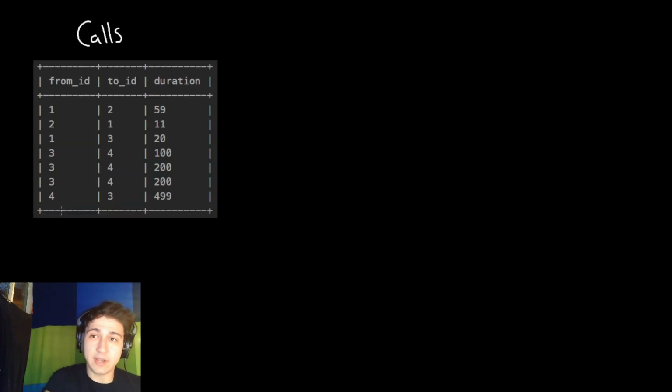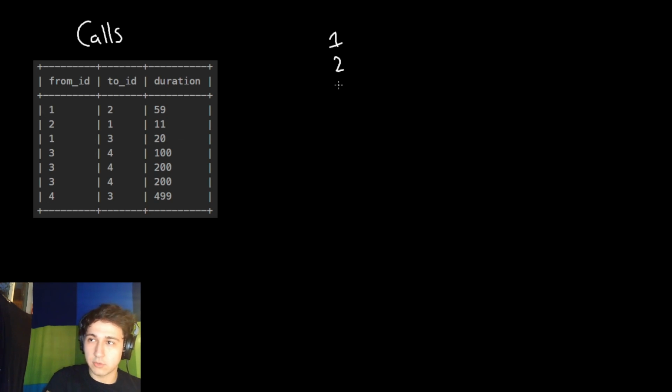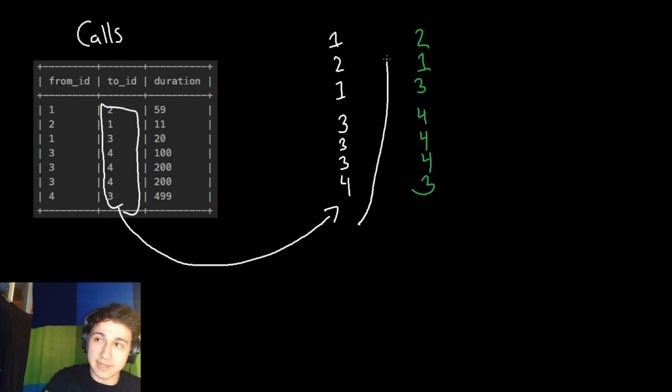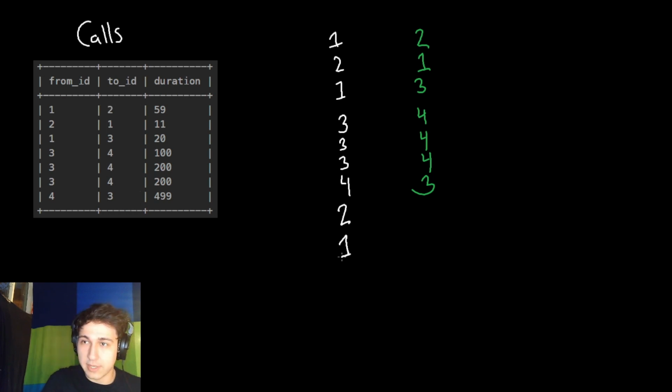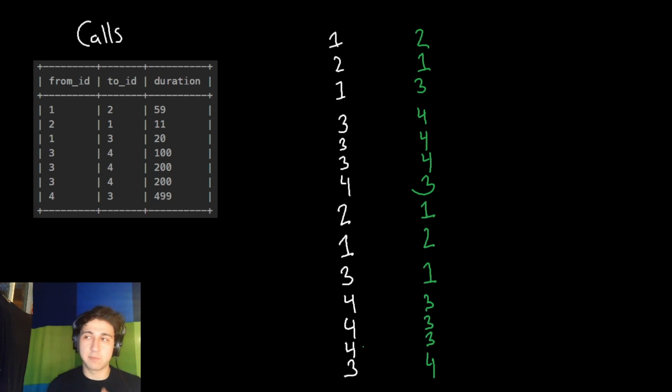What we can do is take all the people who called and put them into a list. So we're going to take 1, 2, 1, 3, 3, 3, 4, and we're going to put who they called. This guy called 1, 3, 4, 4, 4, 3. So we just took exactly what we had here. What we're going to do now is take these people who received the calls and attach it to the bottom of this list of people who sent calls. So we're going to add 2, 1, 3, 4, 4, 4, 3. And in the same way, we're going to take the people who called them, so these people, and put it here. At this point, you may still be confused.